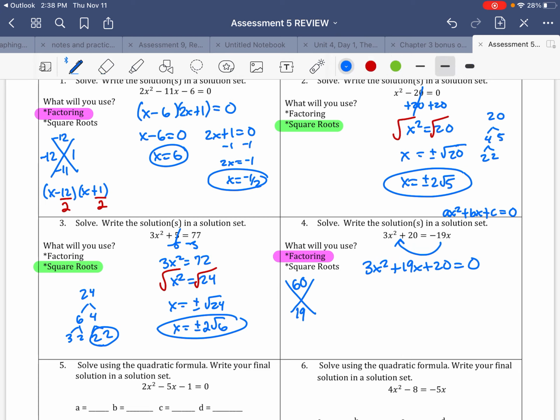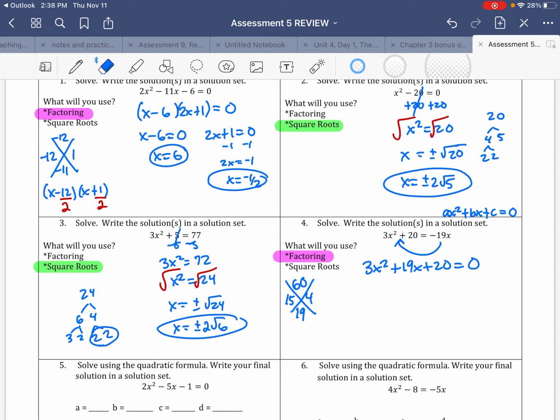But remember, on your calculator, I told you you could go to y equals and type in 60 divided by x, and that would give you all the things that multiply to 60. Maybe I should have done that. But anyway, 15 times 4 is 60. So I'll use 15 and 4. I don't have to change them.